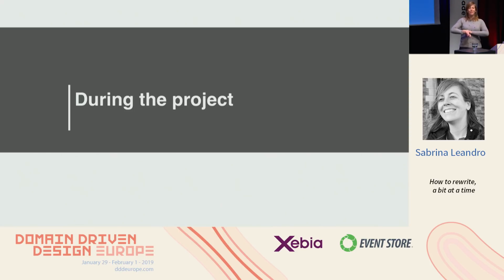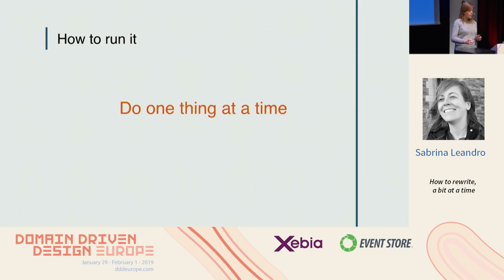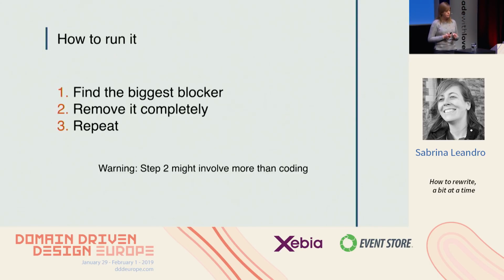Cool. So now the project is going strong, hopefully. Here are some things to keep in mind as you're running the project. You have one main business goal, right? So find out what's the biggest blocker for that, create a realistic plan to do it, and then do it completely. This is how you avoid having lots of half-finished attempts and half-finished migrations. So make sure that you do it completely and just one at a time.